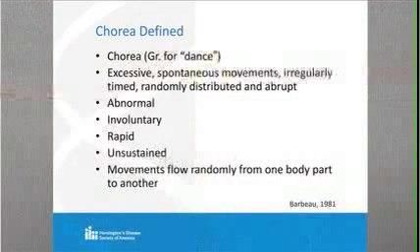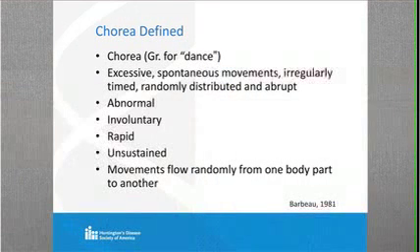I want to take a step back and go through some of each of the aspects of the triad. In terms of chorea, it translates from Greek for dance. And this is something that's easier to see rather than describe, but these are many of the descriptions that are written down. Excessive, spontaneous movements, irregularly timed, randomly distributed, and abrupt. They are abnormal, they are involuntary, they are rapid and sustained, and they tend to flow from one body part to another.